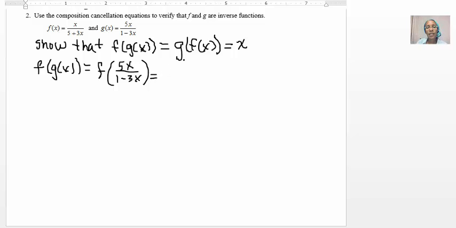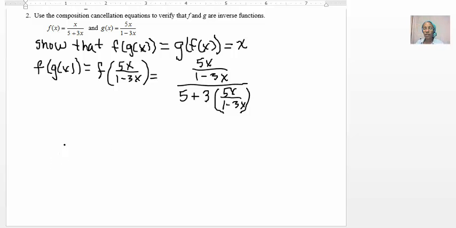Well, f takes its input, whatever you put into f, and you put that input in the numerator. So 5x over 1 minus 3x is my numerator. And in the denominator, you put 5 plus 3 times whatever your input is. And in this case, that's 5x over 1 minus 3x. All right, so this is an example of a complex rational expression.